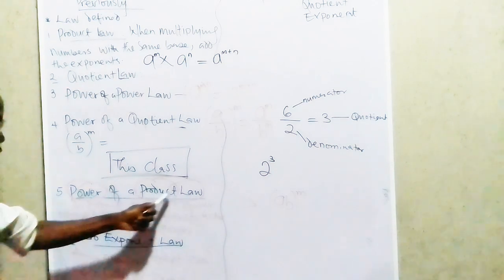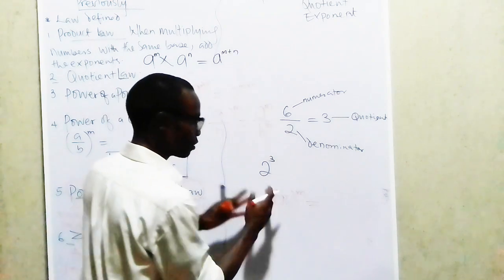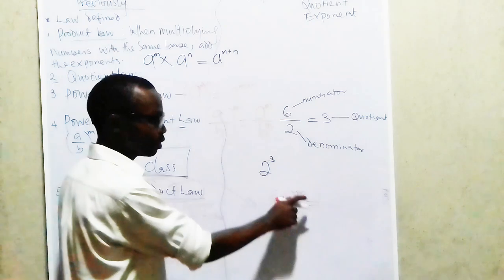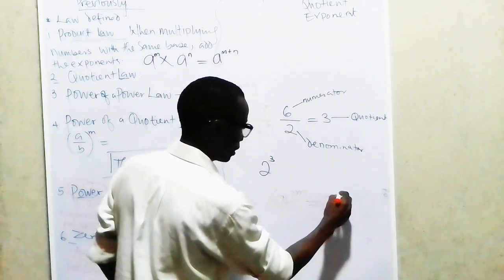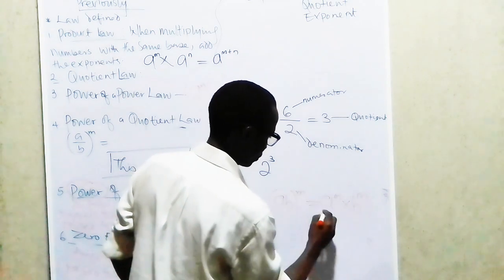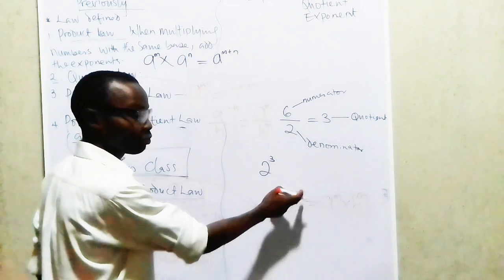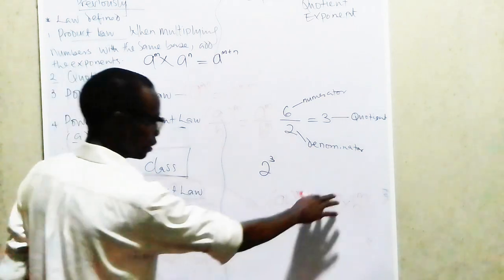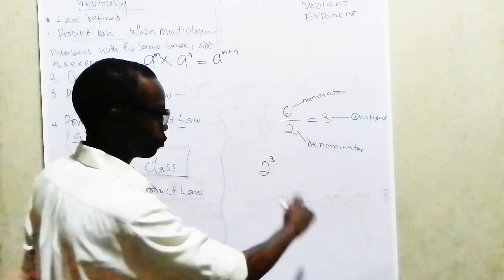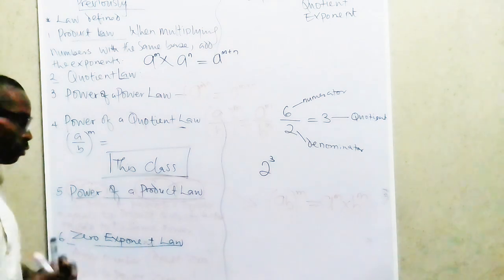Power of a product law. Now, in this case, what would it be? It means you can separate them. Each of the individual factors will have, or can have, the power. So this is A raised to the power M times B raised to the power M. This is what the law states: if you have a product raised to one exponent, you can separate each one of them with the product sign and then assign to them the various exponents. That's what that law states.